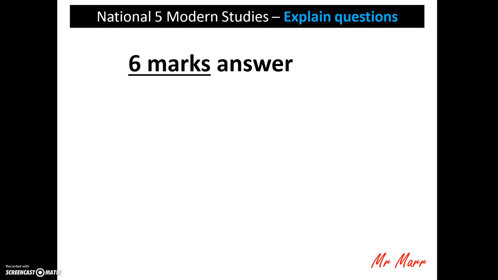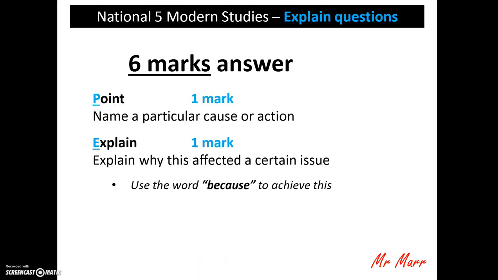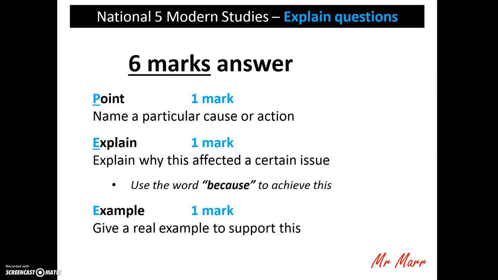In a 6 marks question, again there is no one formula, but what you may wish to do is make a point, which is 1 mark, explain why this is relevant for a 2nd mark, and then give an example to support it for a 3rd mark. Again, if you repeat this, then that will give you your 6 marks overall. But again, you might instead do point, explain, example, and point. As long as you make 6 relevant points, you will get your 6 relevant marks.